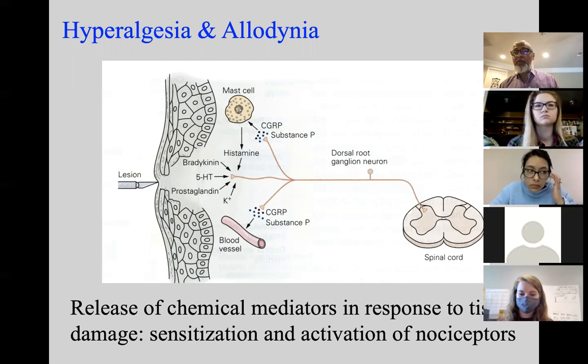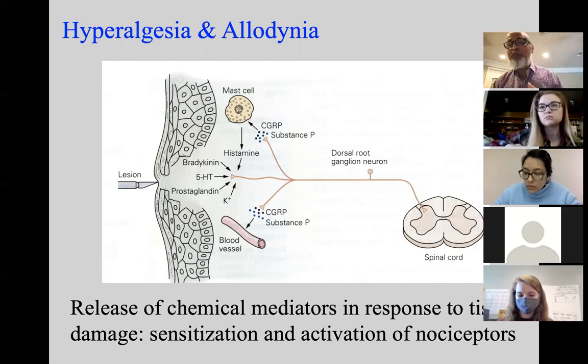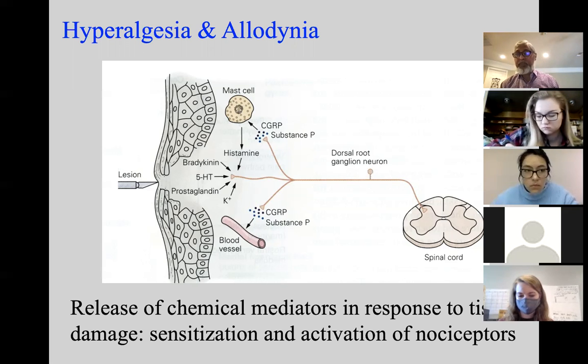And that exaggerated response to a painful stimulus is a term called hyperalgesia. Okay, hyperalgesia is an exaggerated response to a painful stimulus. Now, allodynia is different. Allodynia is when a normally non-painful stimulus will produce pain. Okay, so let's take a daily life example.